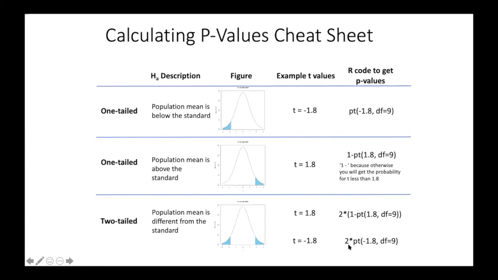In contrast, if we got a test statistic with a value of +1.8, then we need to do a little bit of a trick again to get this area to the right instead of this great big area to the left. And we do that by our little trick of 1 minus pt to get the area to the right of our positive test statistic. And because it's a two-tailed test, we want to multiply this probability by 2.